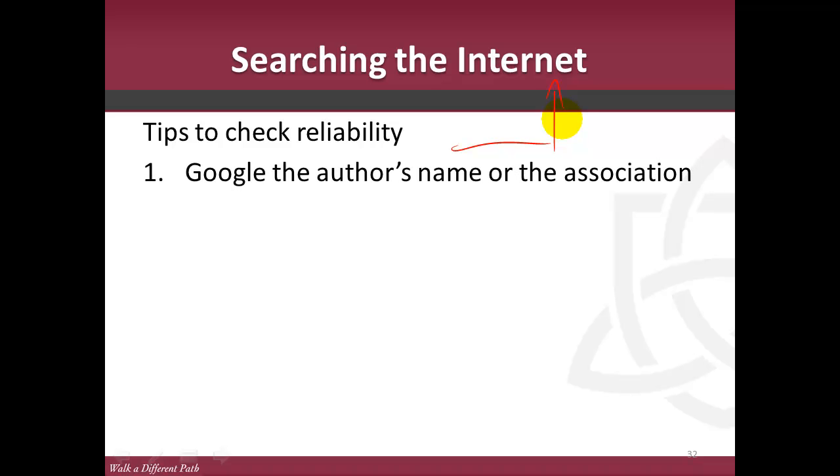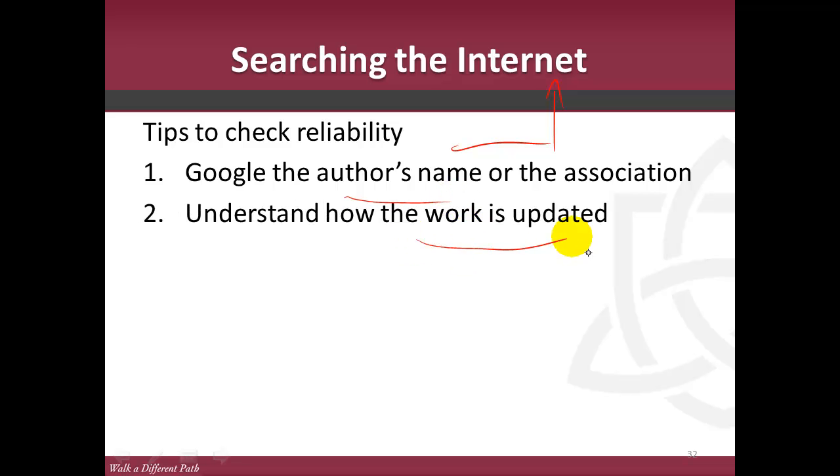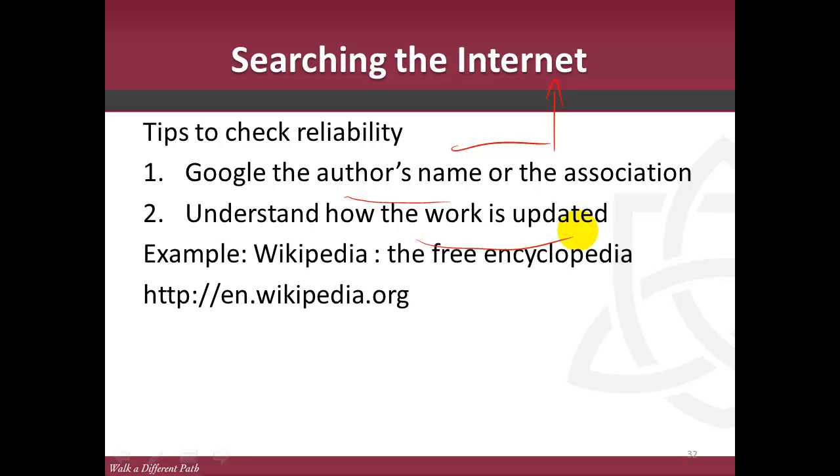So other things that you could check for the reliability of articles, check the author's name and association. Just do a Google search for it. Check how often the work has been updated and how the work has been updated. For example, in the case of Wikipedia, it's free. Anybody can go and update those articles. I could go and change any of the articles, for example, for Cairn University facts and all that type of stuff. You can go and change them.